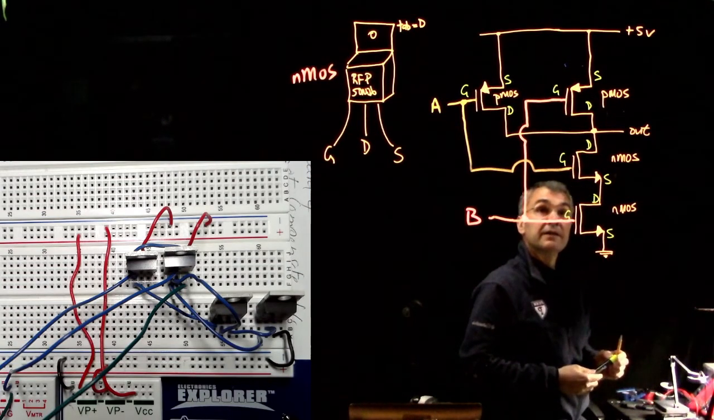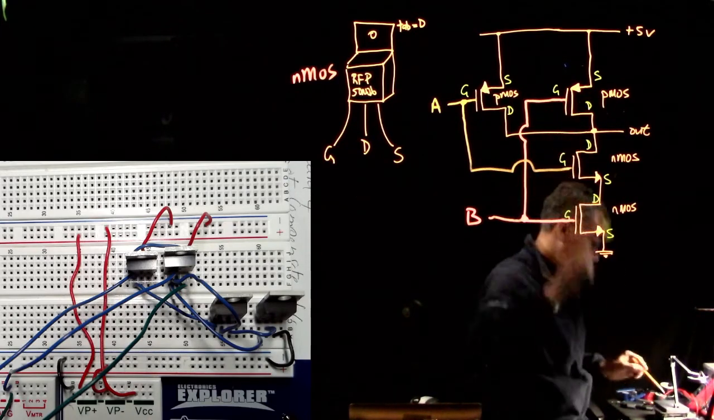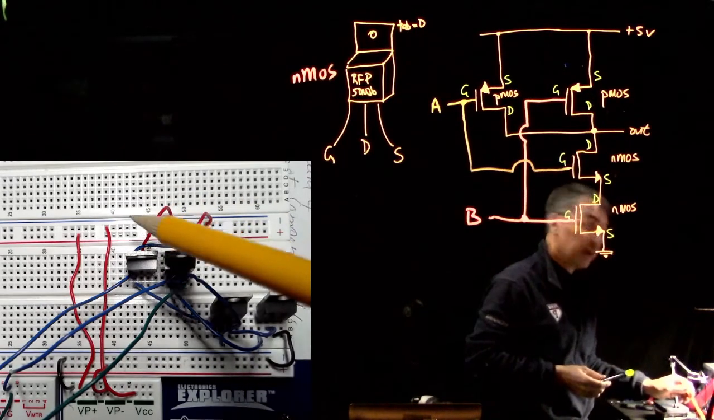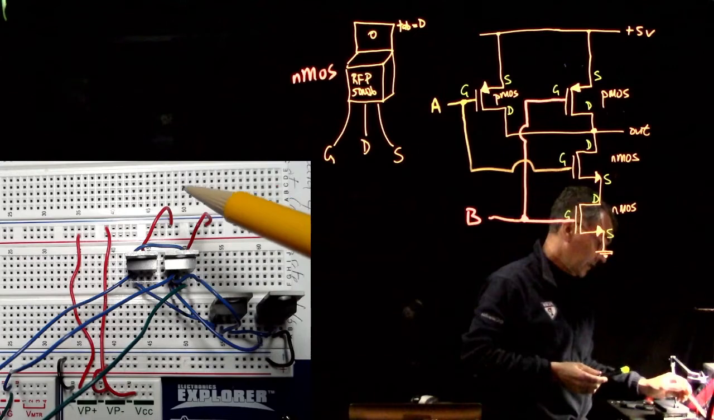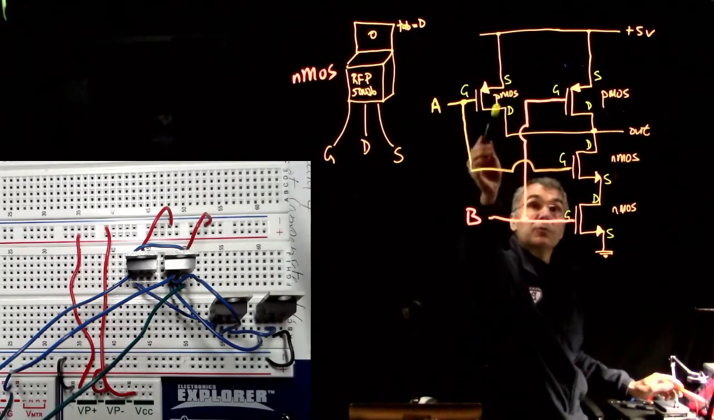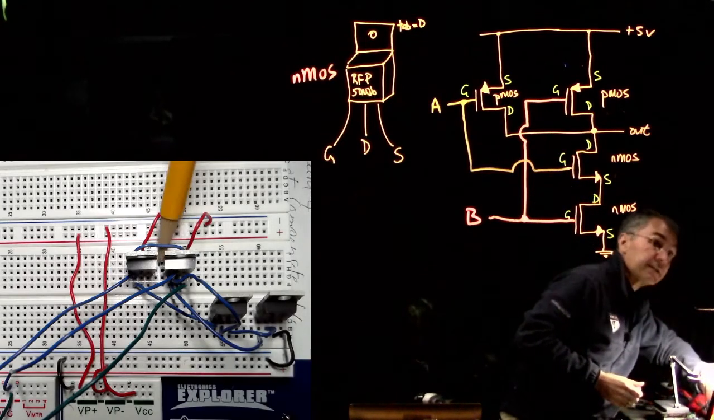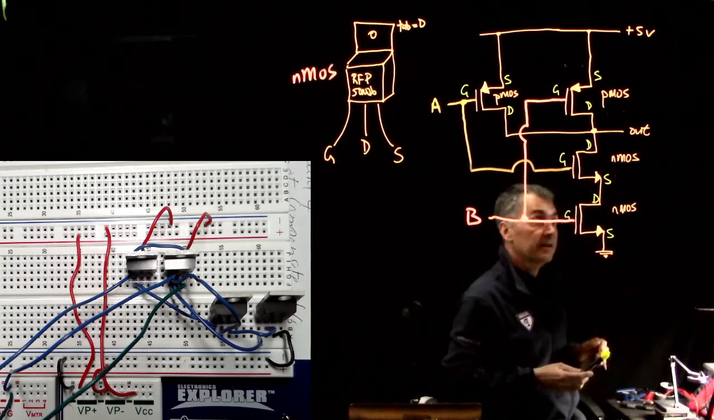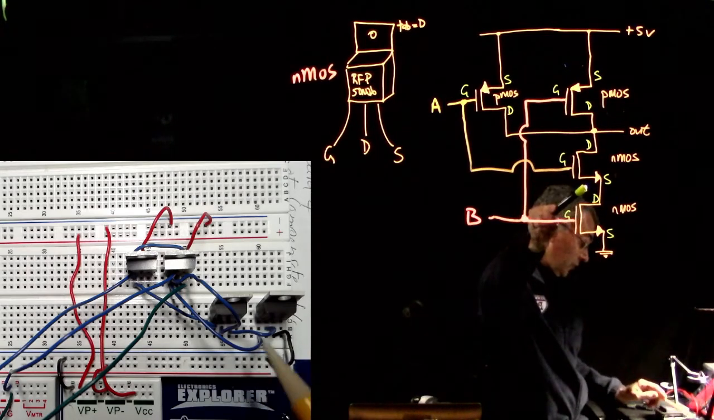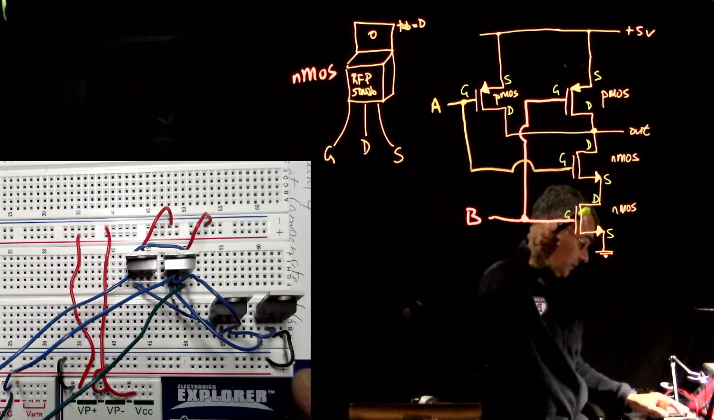Then, the source of this right-hand PMOS is going up to +5. The source of this left-hand PMOS is going up to +5. That makes sense. And the drains of these two PMOSs are connected together by a little blue wire back here. And then the source of this NMOS goes to the drain of this NMOS. So that's this little blue wire.